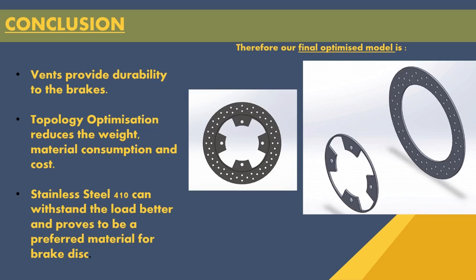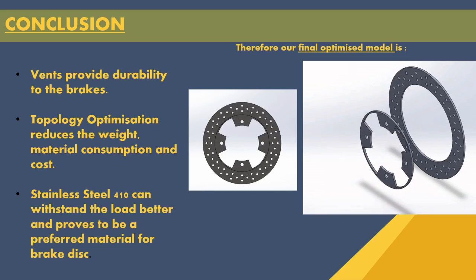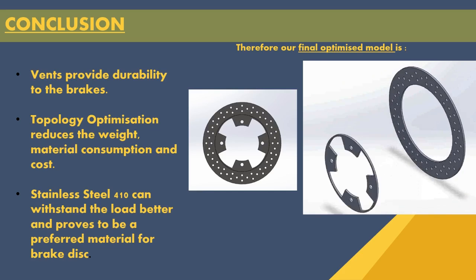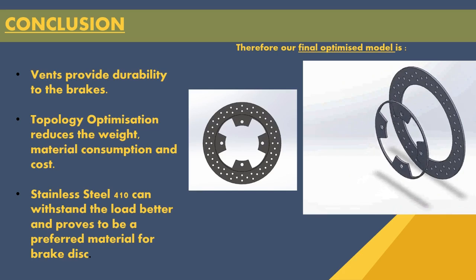Conclusion: with the design optimization, we can infer that a disc with vents provides more strength and durability. With the topology optimization, we can optimize the weight of the disc by reducing the redundant part and hence decreasing material consumption and manufacturing cost. With the material optimization, we can conclude that stainless steel 410 withstands the load better and proves to be a preferred material for the brake disc. Thus, our final optimized model contains all the features which make our brake stand out from others.